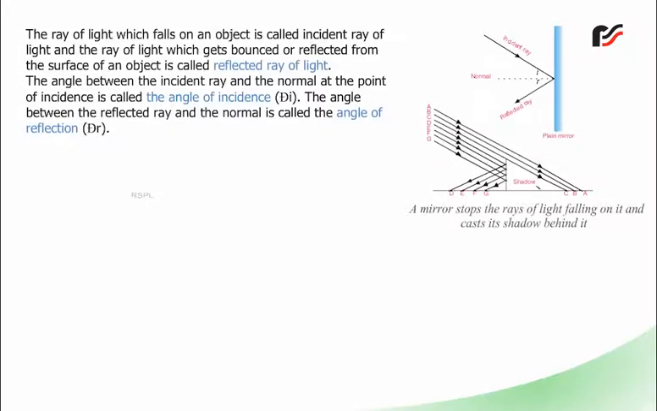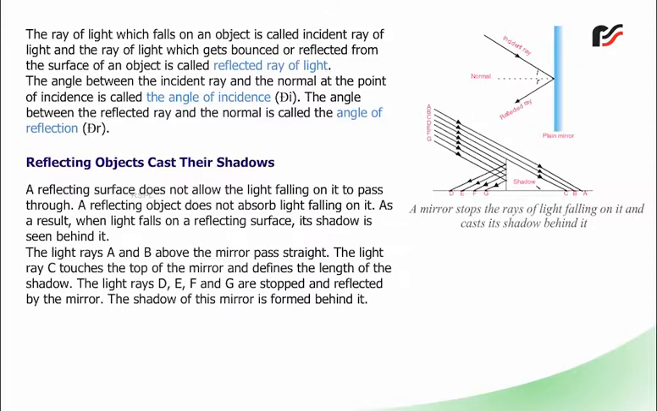The ray of light which falls on an object is called the incident ray of light, and the ray of light which gets bounced or reflected from the surface of an object is called the reflected ray of light. The angle between the incident ray and the normal at the point of incidence is called the angle of incidence, angle i. The angle between the reflected ray and the normal is called the angle of reflection, angle r.